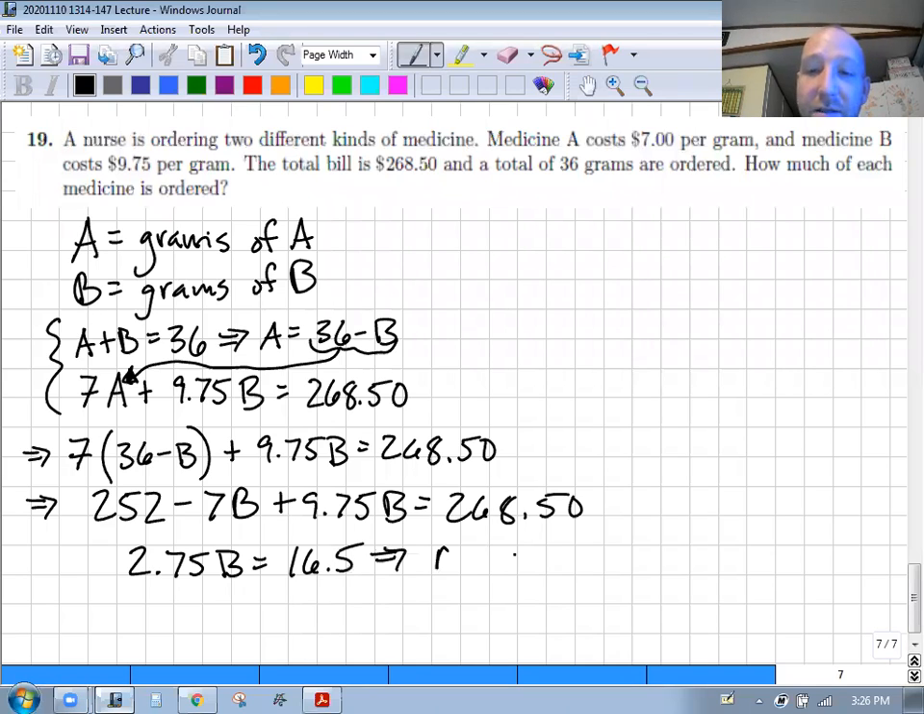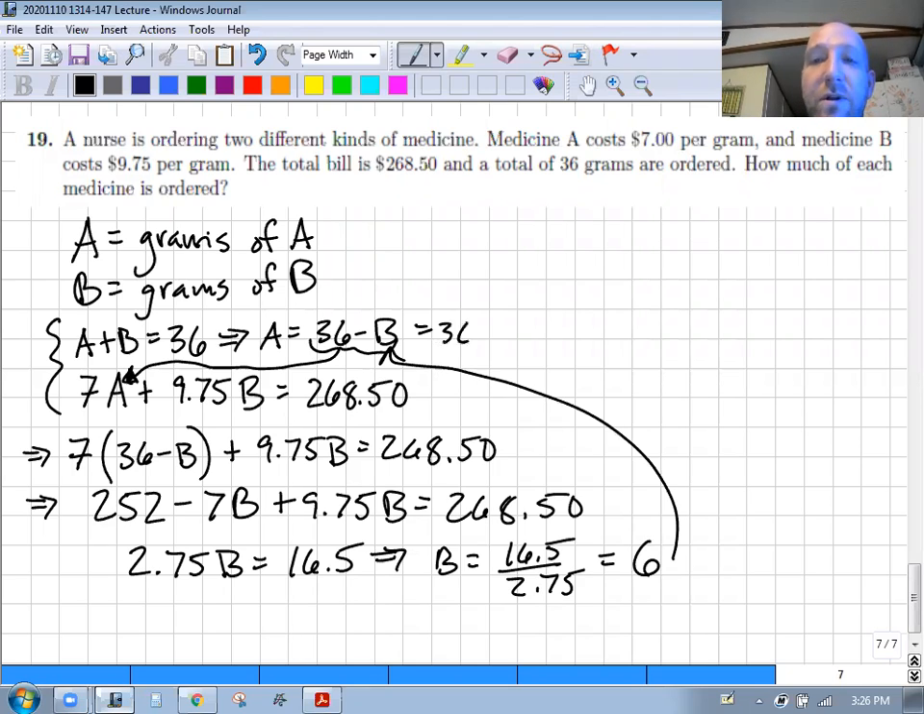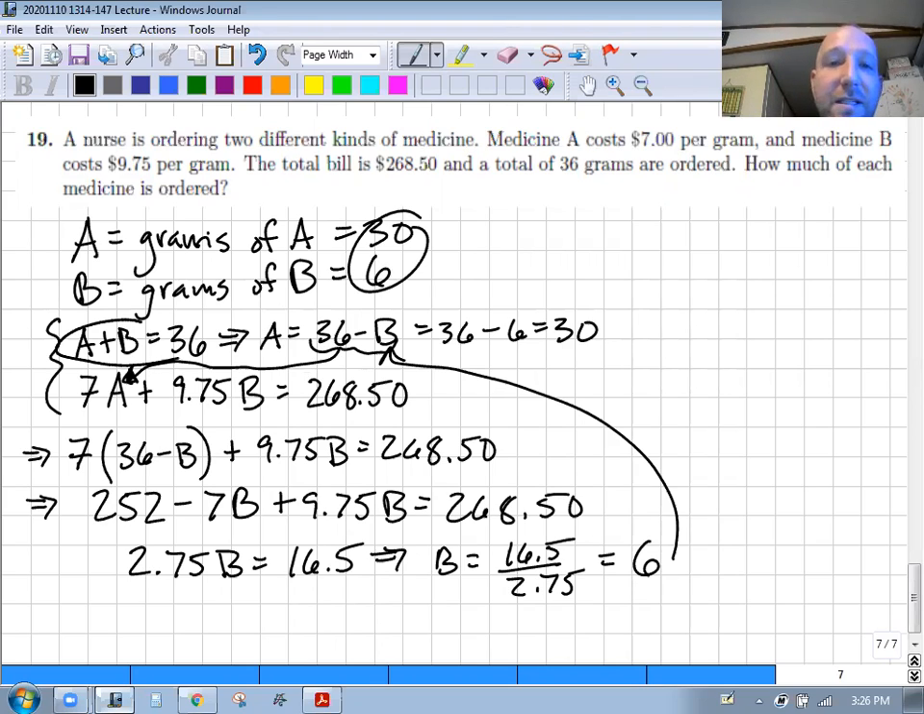So B is 16.5 divided by 2.75, which is 6. Now that we know what B is, plug it in. A is 36 minus 6, which is 30. So A is 30 and B is 6. Okay. You can always check your work. Does 30 plus 6 equal 36? Yeah. And then you can plug the numbers into your second equation too. Make sure they satisfy that equation to check your work.